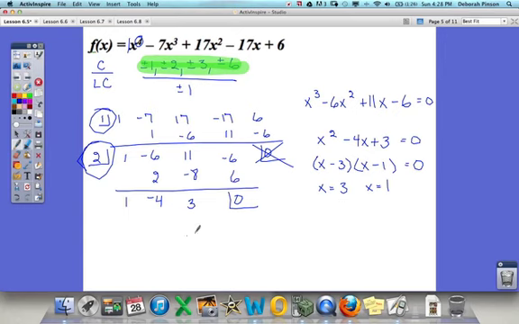Now here then are my answers, 3 and 1 that I got with the factoring there, and then 1 and 2 that I got with my synthetic division here. So look at how that 1 repeated 2 times. Sometimes that'll happen. It just means that you have multiplicity of 2.